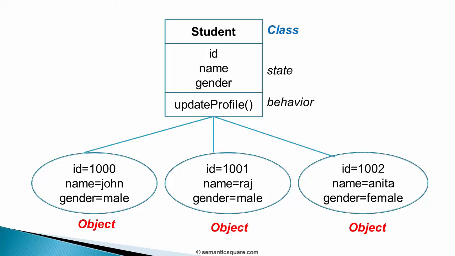We can also see the 3 student objects in ellipticals, and these are created from the student class. Each student object has its own state. For example, the first student's name is John, who is a male and has a student ID of 1000. Similarly, the second student's name is Raj, who is also a male and has an ID of 1001. The third student's name is Anita, who is a female and has an ID of 1002. And the behavior update profile would be associated with all 3 objects. That is, it is common to all 3 of them.